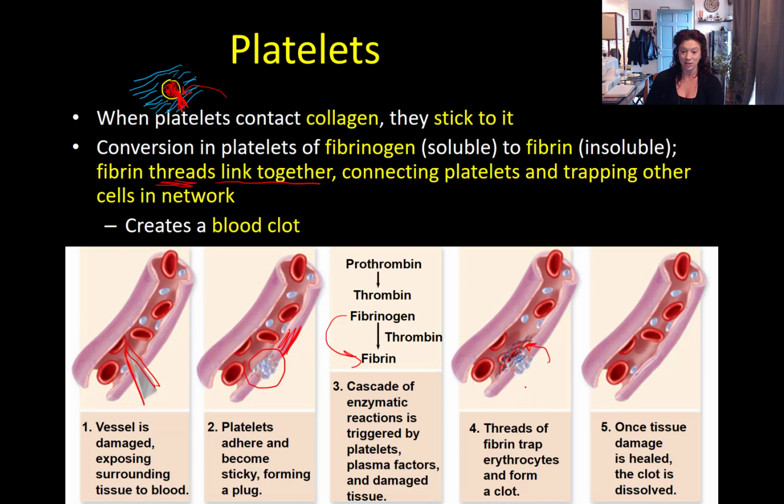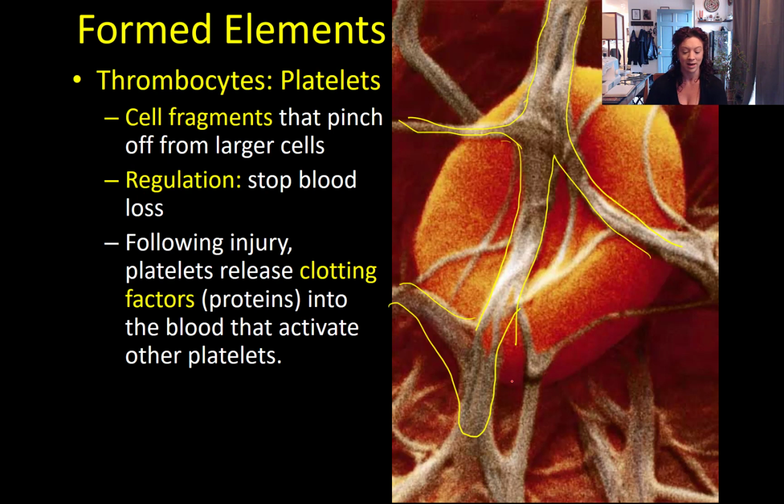Those fibrin lines are going to attach to each other, which means they're going to connect adjacent platelets to one another, and they're going to create what's almost like a fishing net. Any larger cells that try to leave through the hole in the blood vessel, through the injury site, they're going to get caught in that net and trapped there. That's what you saw on this slide. This is a red blood cell that's been captured by this fibrin net and held in place.